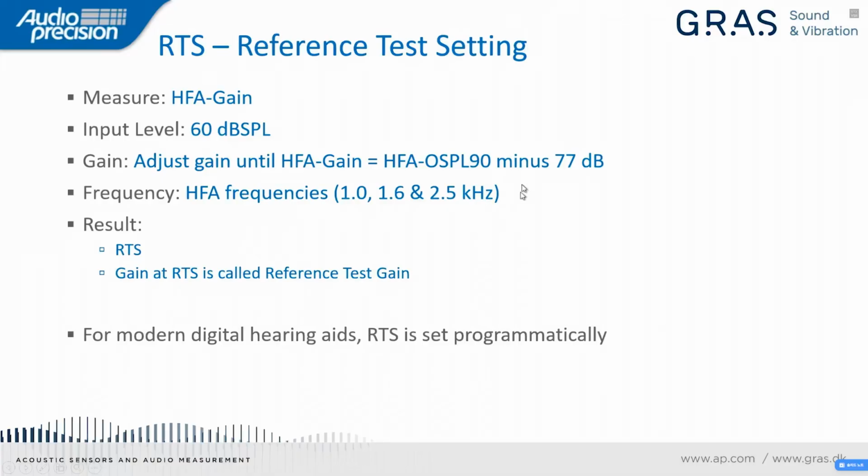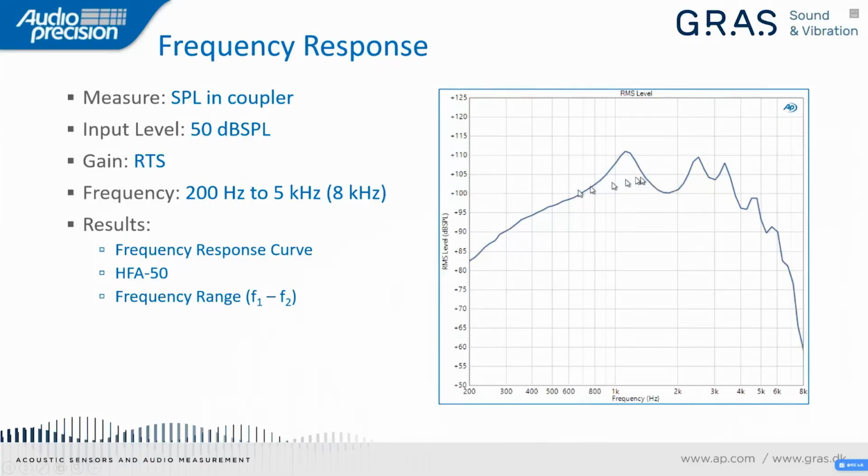The frequency response involves, again, measuring the sound pressure level in the coupler. In this case, the input level is at 50 dBSPL. The gain of the hearing aid is set to the reference test setting. Same frequency range, and here we want to look at the frequency response curve. So we can look at this in terms of the level, as shown here, or in terms of the gain. One of the metrics here is the HFA, the high frequency average. And again, we would just take the average of the values at those three frequencies.